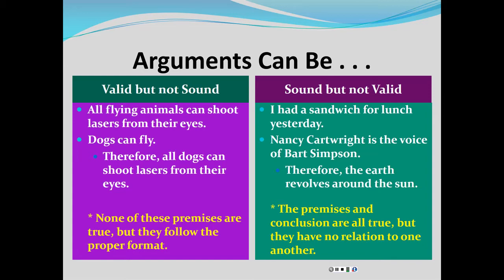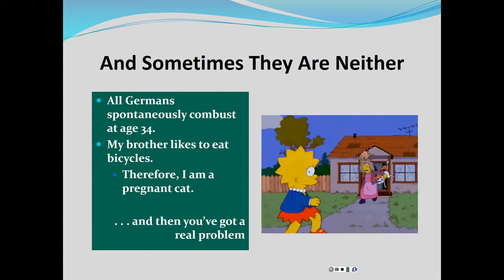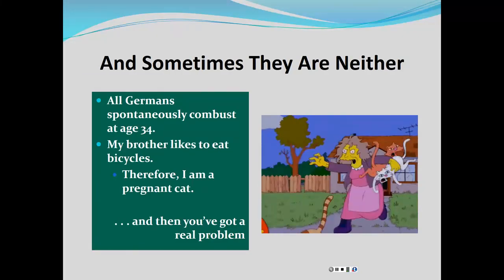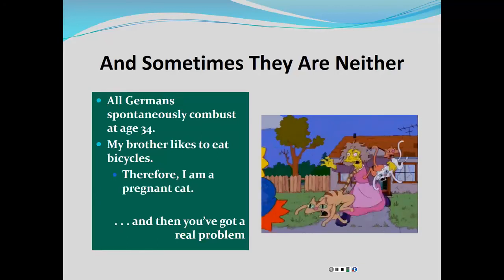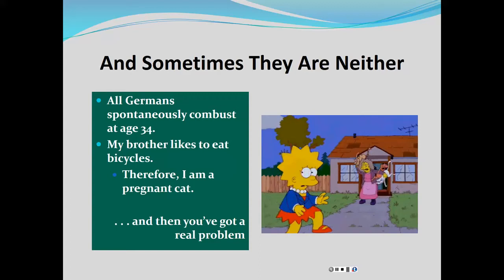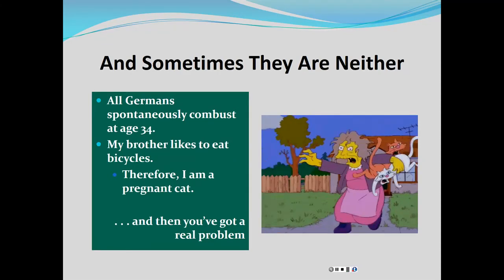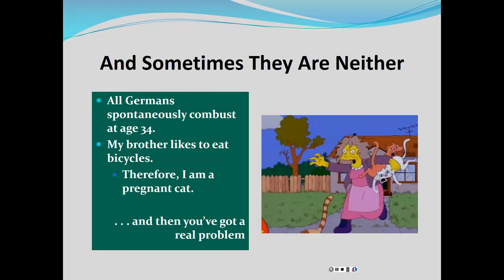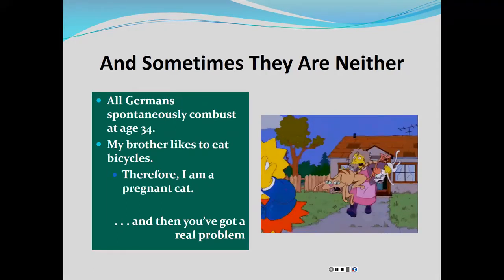So the premises and the conclusion are all true, but because they're not in the proper format, major premise, minor premise, conclusion, we can't draw that conclusion as a good conclusion for us to draw, and therefore we should rule it out. So we could also have situations where they are neither. The statements are neither factually accurate nor do they follow the proper format. All Germans spontaneously combust at age 34. My brother likes to eat bicycles, therefore I'm a pregnant cat. Makes absolutely no sense because none of the statements are true and they have no relationship to one another. That's what we're going to be looking for when we're dealing with syllogisms.